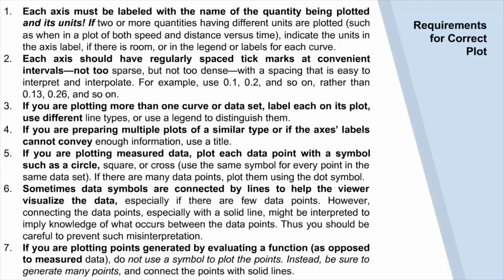Fourth is we should use a title. While preparing multiple plots of similar type, if axis labels are not good enough to understand what the plot is, it is convenient to use a title. Fifth is if we are plotting measured data, then each of the data points should have a symbol like a circle or a square or a cross. It makes it easier to read the data.